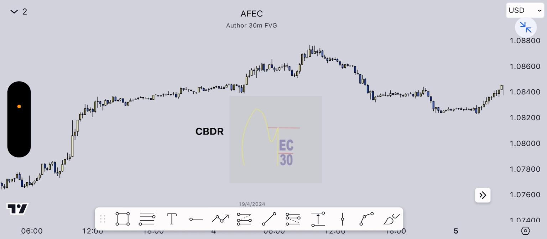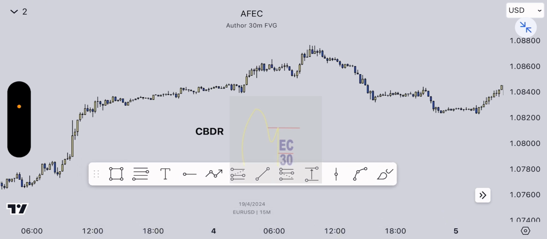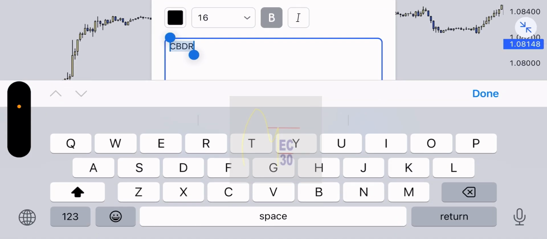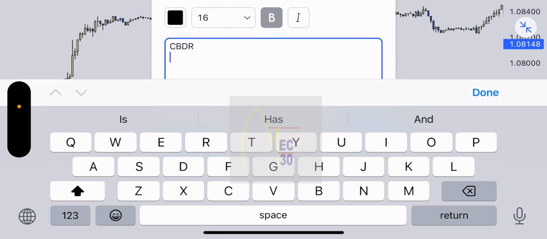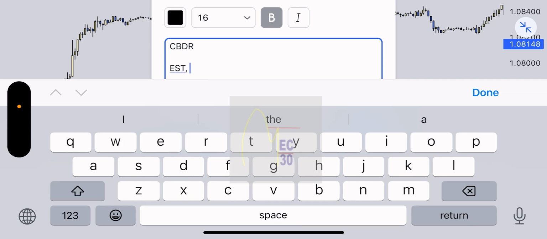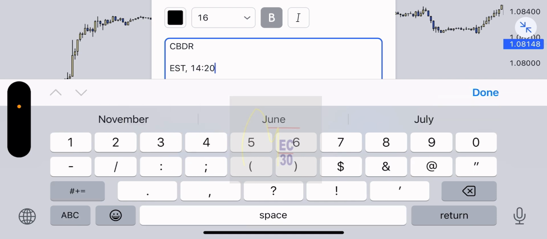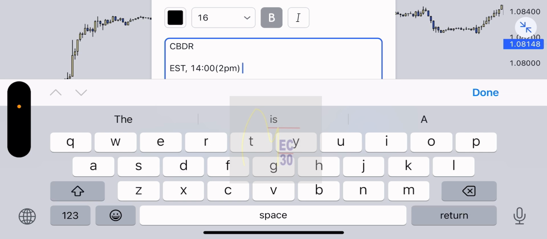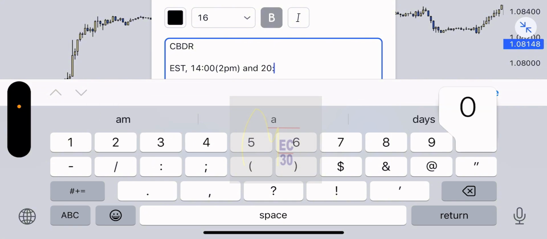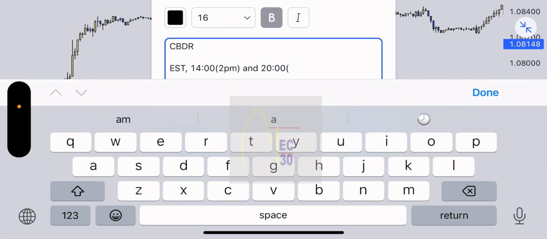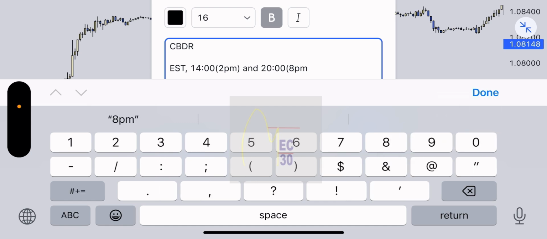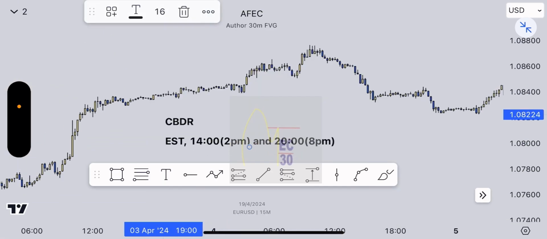So we have two things to consider. That is the timing. The time comes first. For this CBDR, the central bank's dealer range, everything is in EST. We have 1400 on the 24-hour clock, which is 2 p.m., and 2000, which is 8 p.m. on the normal clock. So this is the timing, this is the range we are taking.